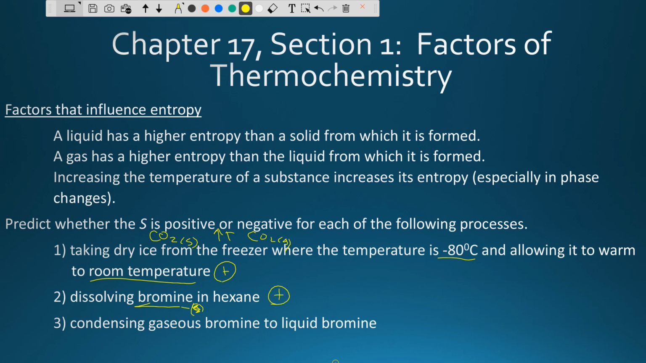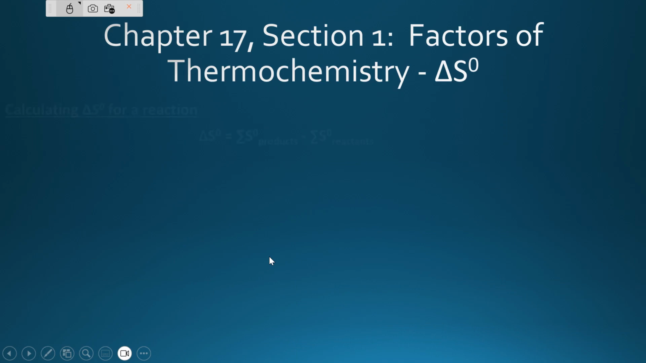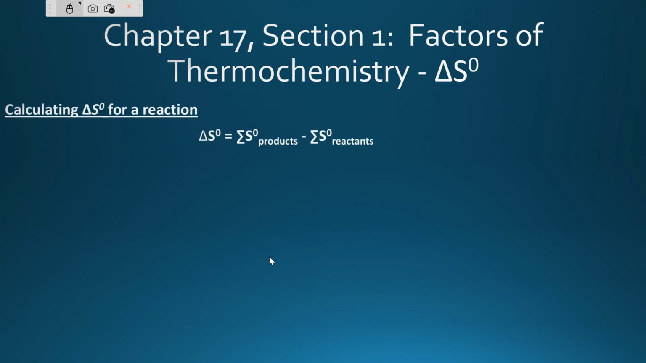Now condensing gaseous bromine, okay, so this is gaseous bromine down to liquid bromine. Well, that's going the opposite direction, right? Remember that gas is higher entropy than the liquid, so we would expect this to be a negative in this case, because gases have a higher entropy value than our ending product, which would be my liquid bromine. That would give me a negative value. All right, if we're going to be calculating this out, you're going to find it is actually pretty simple.